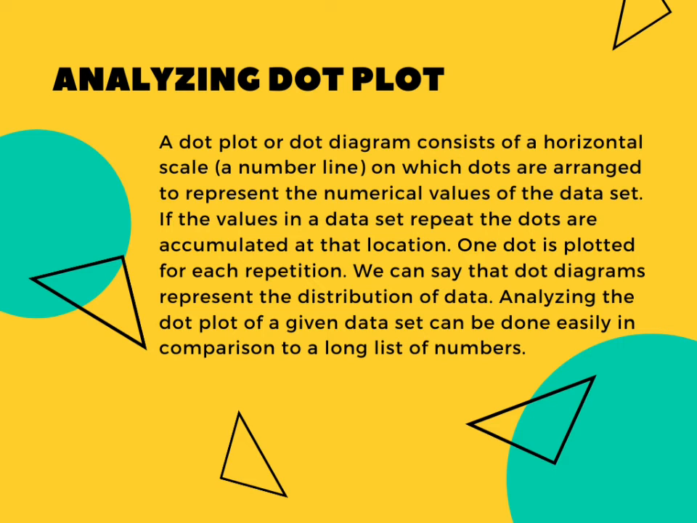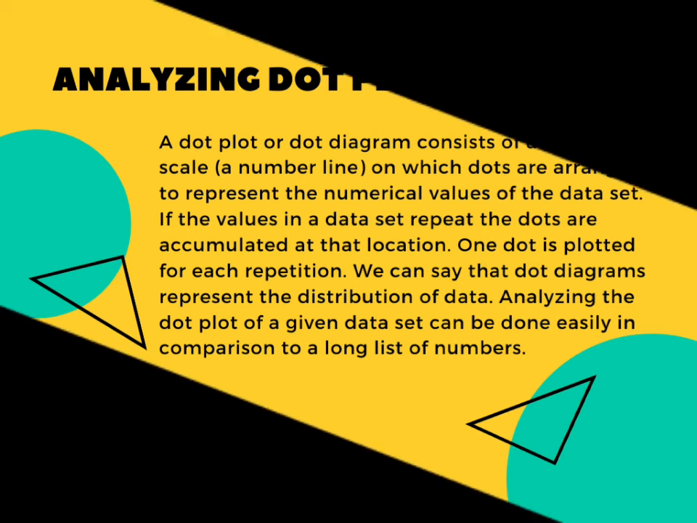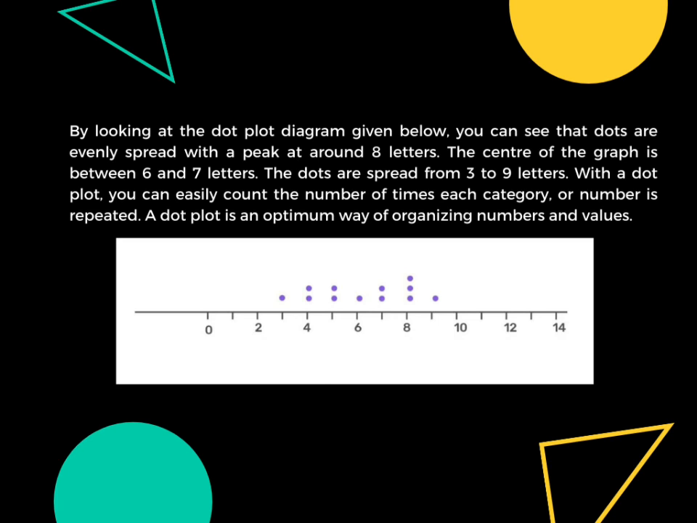Analyzing the dot plot of a given data set can be done easily in comparison to a long list of numbers. By looking at the dot plot diagram given below, you can see that the dots are evenly spread with a peak at around 8 letters. The center of the graph is between 6 and 7 letters. The dots are spread from 3 to 9 letters. With a dot plot, you can easily count the number of times each category or number is repeated. A dot plot is an optimum way of organizing numbers and values.